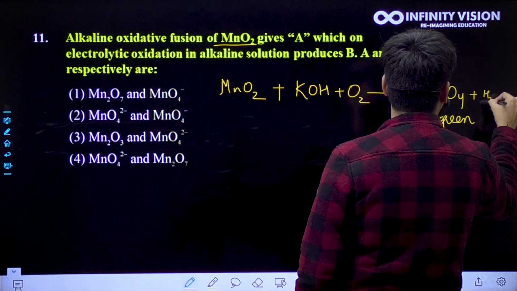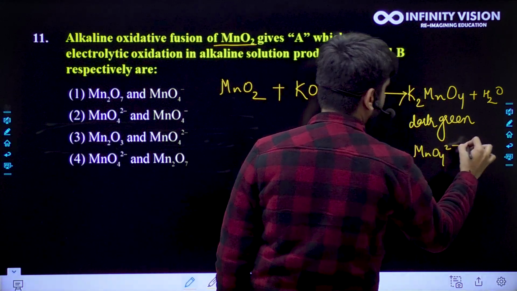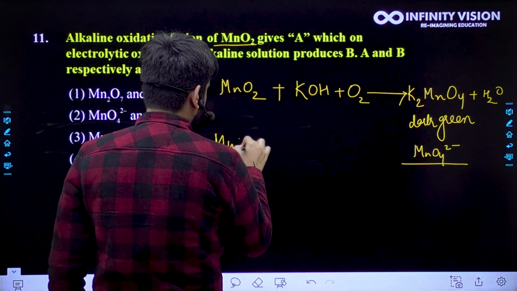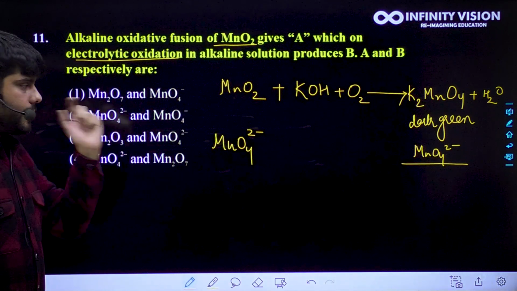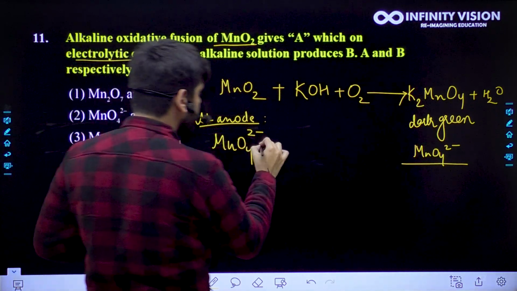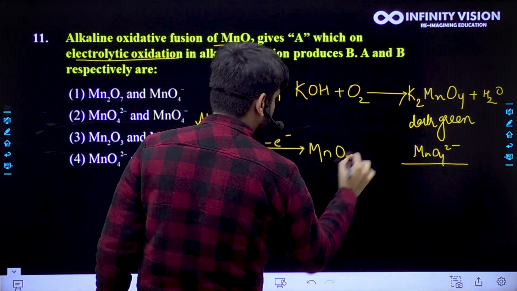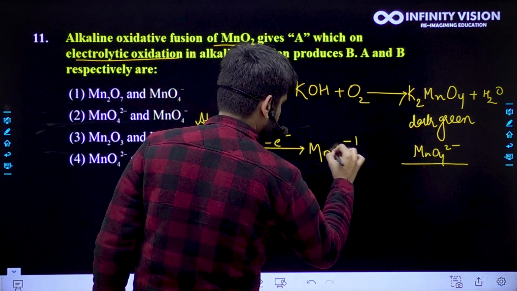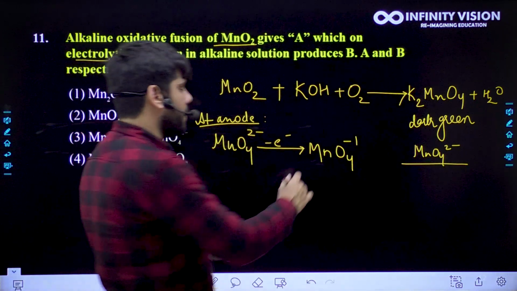This is dark green. So we have MnO4 2-, that is manganate ion, as A. Now these manganate ions, upon electrolytic oxidation, so basically what kind of reaction is taking place at the anode? At the anode we have the manganate ion losing one electron and getting converted to MnO4-. So manganate ions get converted to permanganate ions.